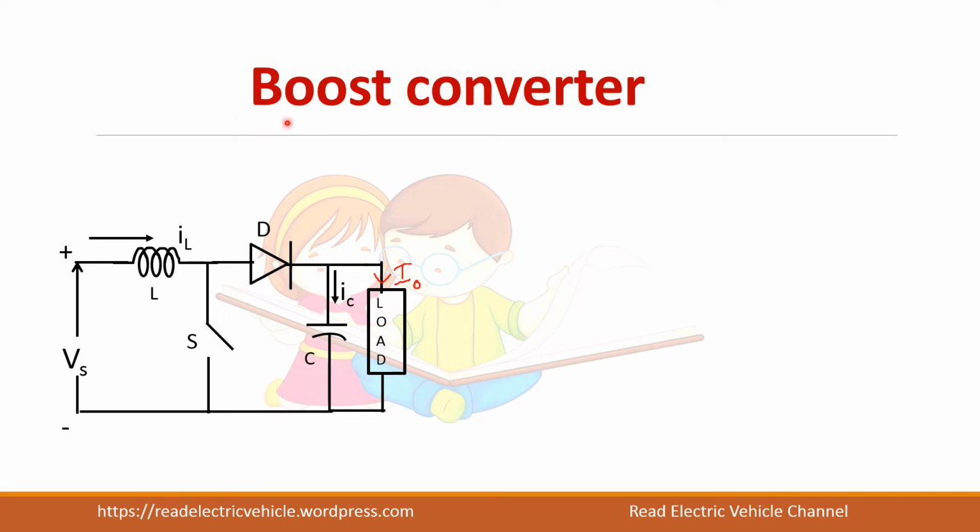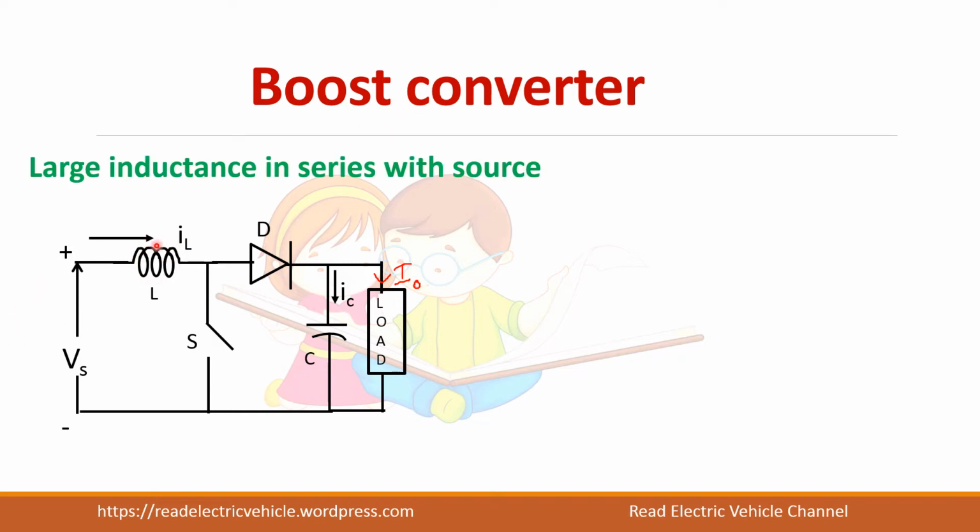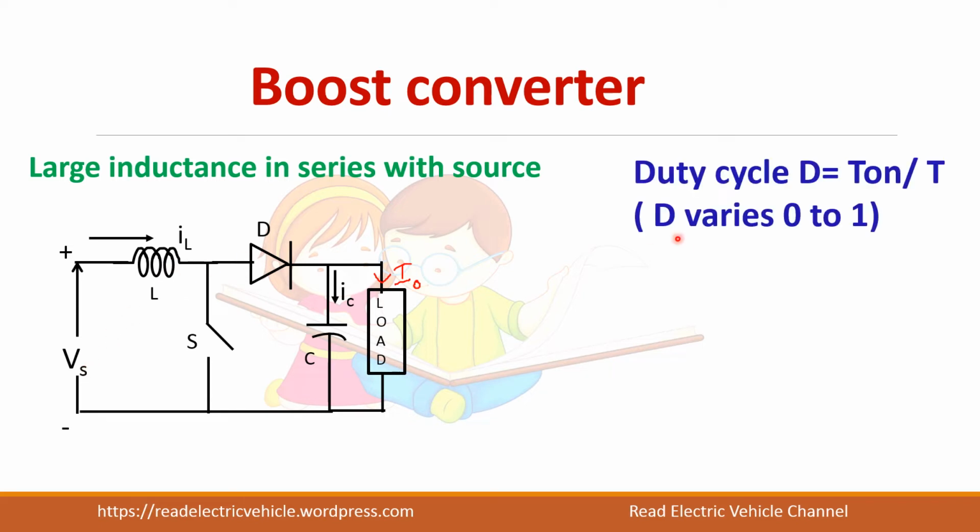For boost converter, that is, you want to boost the output voltage, an inductor should always be in series with the source voltage. This helps to get the output voltage greater than the source voltage. And duty cycle, we know D is equal to Ton by T. So I can write Ton as DT and Toff as (1 minus D) into T.